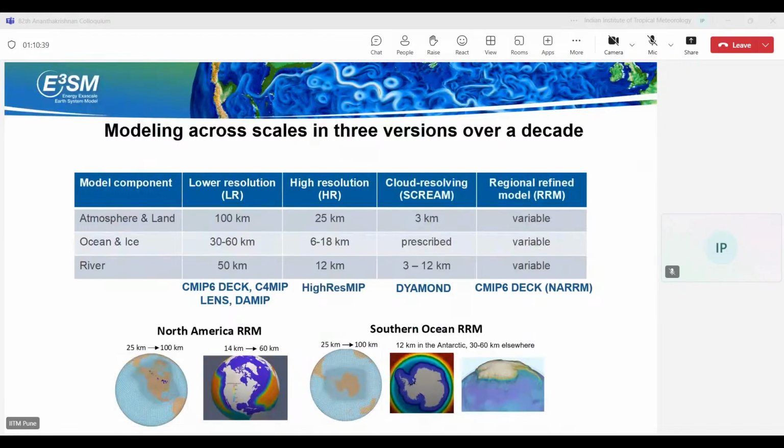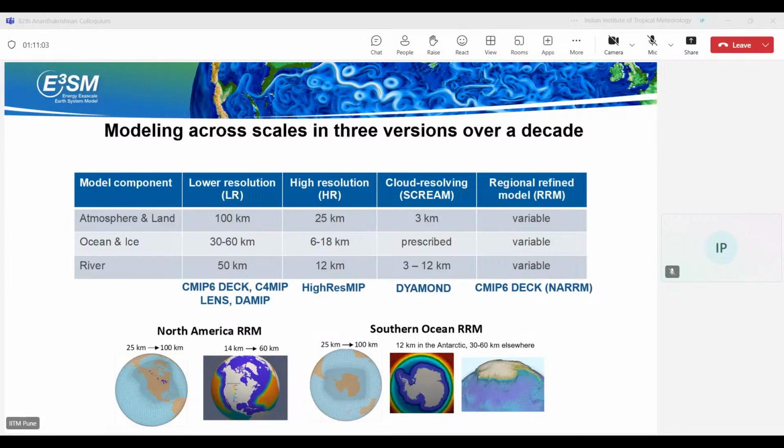At a high level overview, these are the 3 production configurations that I would say we had. At the standard or low resolution, you had 100 kilometers in atmosphere, 30 to 60 in ocean. This is a fairly inexpensive model for us to run on CPUs. So that was used initially for all the DECK runs, the 500-year kind of simulation campaigns.